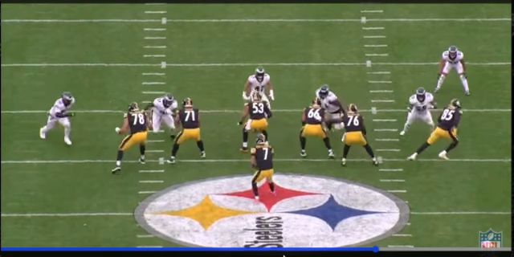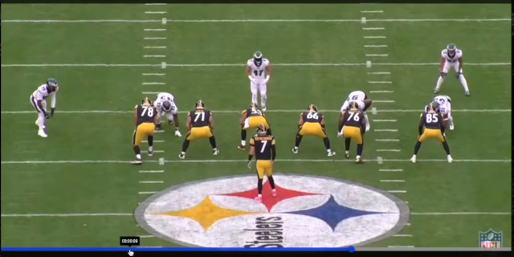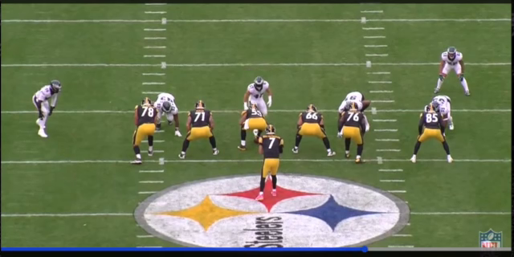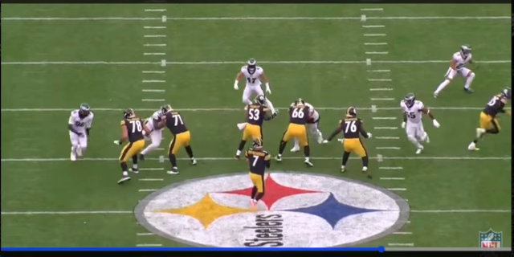All right, so I want you to check out a couple examples of what we've been going through with these stances and first steps. Watch this at full speed. Right, and now look at the details. Watch number 76. Watch his first step. Does he gain leverage or lose leverage? Right? So he steps. Now he's backing up.